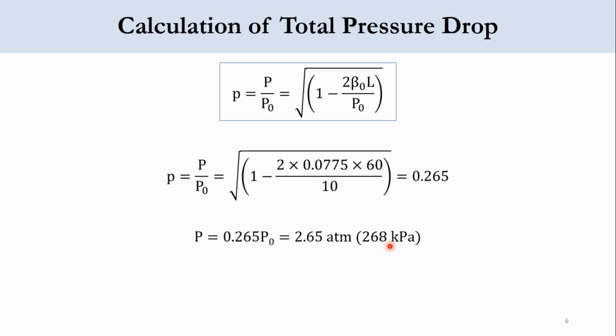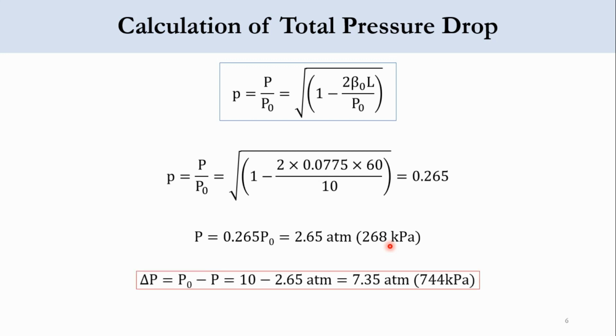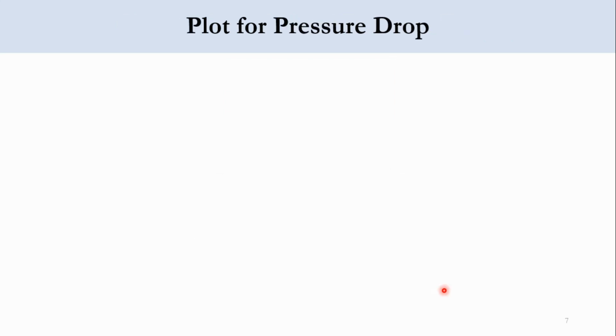That means if you calculate 10 minus 2.65, the total pressure drop will be 7.35 atm in the system. As you can see here, delta P is P naught minus P, 10 minus 2.65, and that is 7.35 atm or 744 kilopascal.